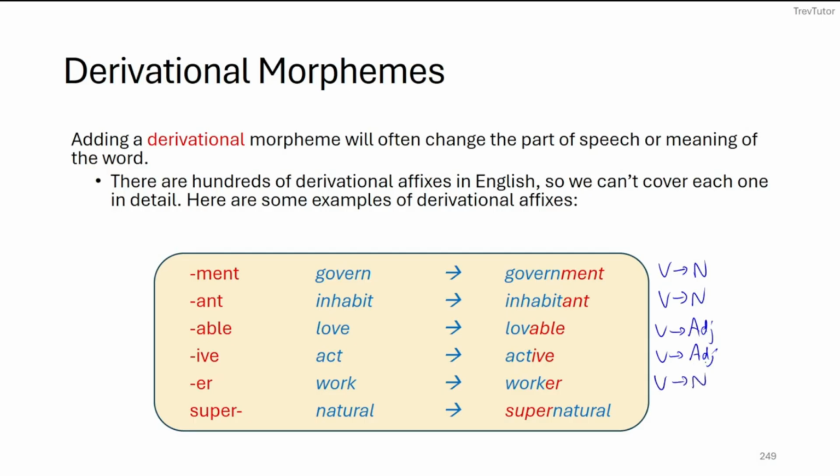And natural to supernatural. This one doesn't change the category of the word, but it does change the meaning. So this is like as in beyond natural. You can think of a synonym being beyond. So this is not inflectional. It's not talking about grammatical information. It's basically changing the lexical meaning of the word.